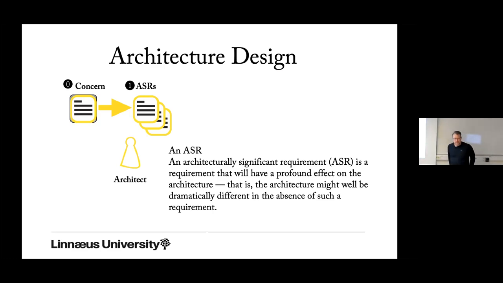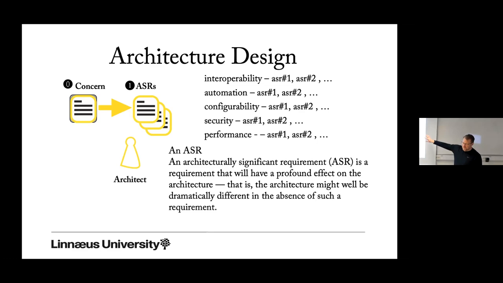So when we have these concerns, we can start to analyze them and detail them and turn them into a set of architectural significant requirements, ASRs. An architectural significant requirement has a profound effect on the architecture. If it wasn't there, the architecture would look different. We will come back to this, and you will see examples of architectural significant requirements in a couple of weeks. But the idea here is that for each and every concern, there will be at least one architecture significant requirement. So there will be performance requirements, security requirements, et cetera.